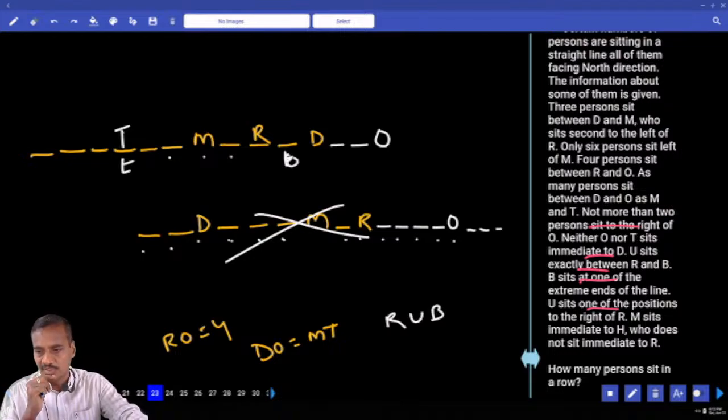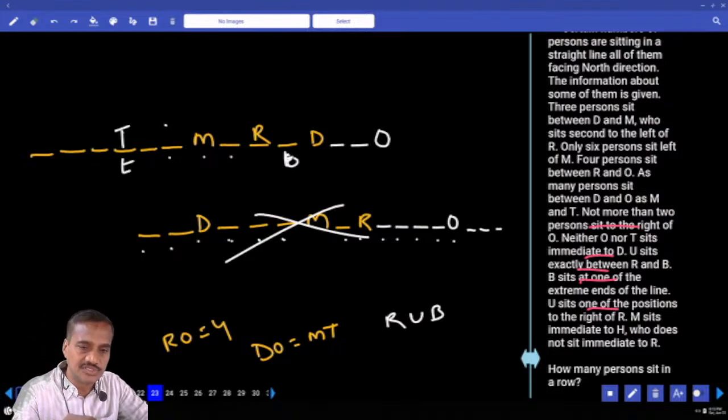And next one, M sits immediate to H. Where is this M? M is immediate to H, H who does not sit immediate to R. Now H is at this place.